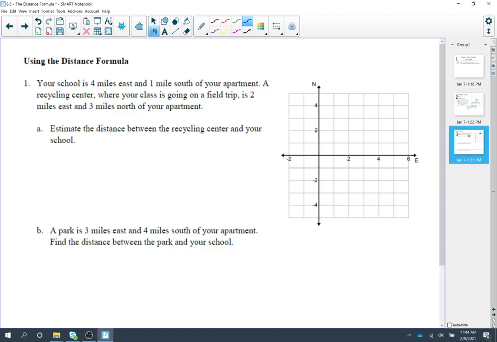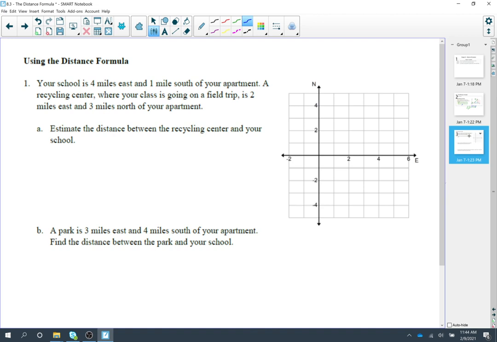Now let's try that on example 1. Your school is 4 miles east and 1 mile south of your apartment. A recycling center where your class is going on a field trip is 2 miles east and 3 miles north of your apartment. Part A, estimate the distance between the recycling center and your school.